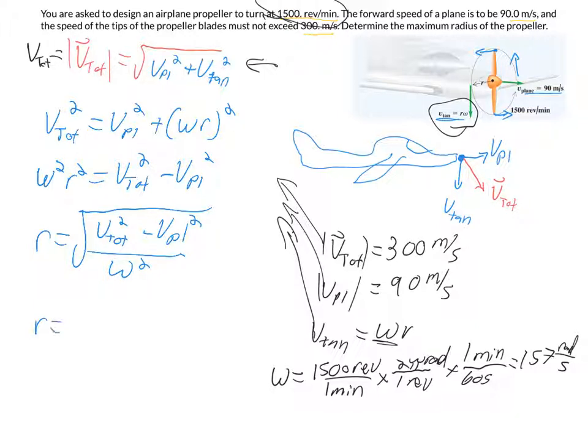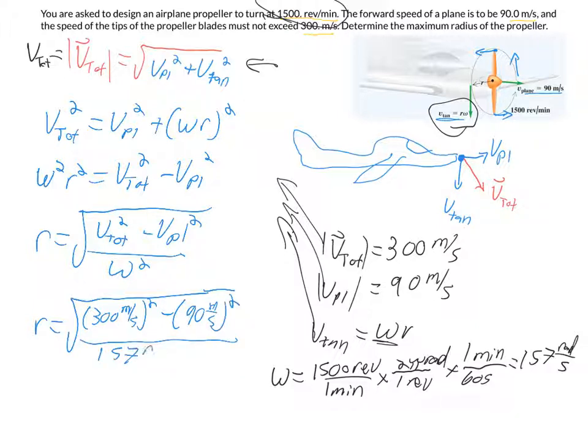So we plug in our numbers here. We have the square root of 300 meters per second squared minus 90 meters per second squared, and all divided by 157 radians per second, once again squared. Lots of squares and square roots. But you plug and chug, and guess what? You calculate that the propeller must be less than 1.82 meters long.